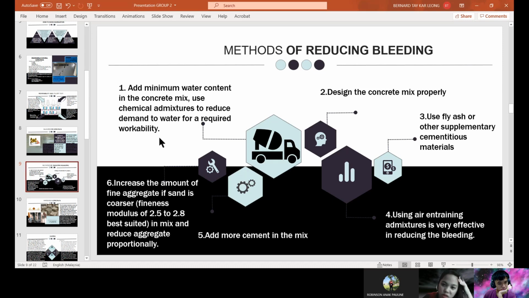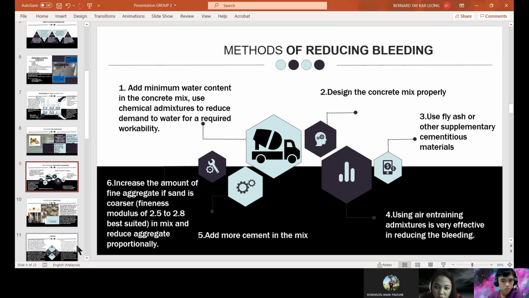How to reduce bleeding. First, add minimum water content in the concrete mix. Use chemical admixtures to reduce the demand for water for a required workability. Next, design the concrete mix properly.